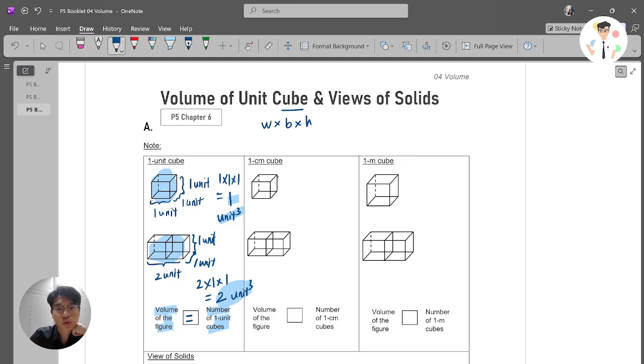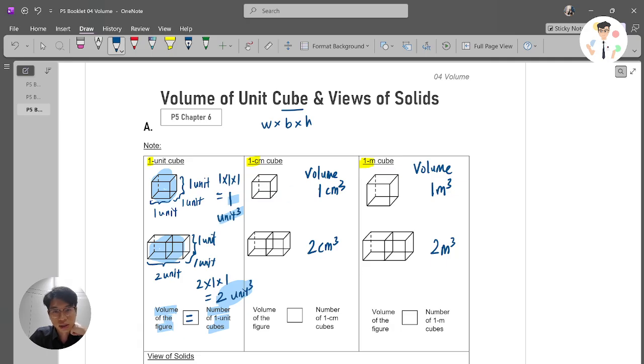And the same thing will go to this 1 cm cube and also 1 meter cube, because they are using 1. This is actually the key thing. Okay, let me just highlight this. Because this is a 1 unit cube, 1 cm cube, 1 meter cube, that's why the volume will be 1 cm cube. And the volume here will be 2 cm cube. The volume here will be 1 meter cube. The volume here will be 2 meter cube.